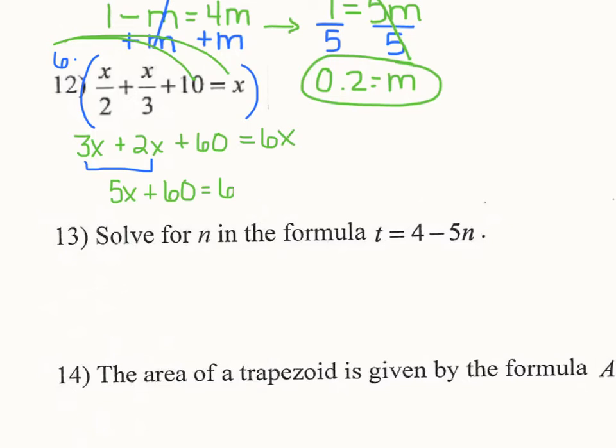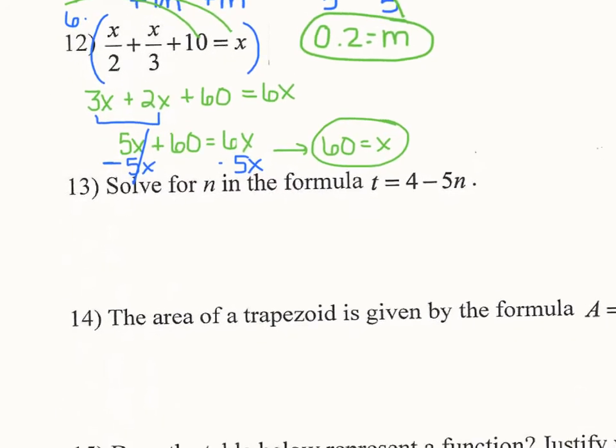And then we want to try to get our x's together. So I would subtract 5x and subtract 5x, and I end up with 60 equals x. Final answer.